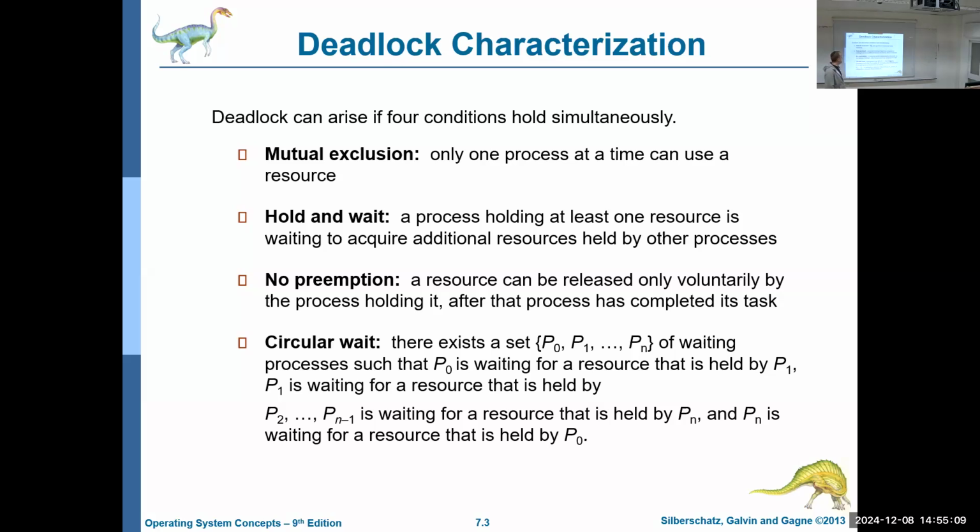The third condition is no preemption, which means that the operating system doesn't come along and say, I'm going to take away the printer from you because somebody else wants it. If that would happen, then that would also solve the problem.